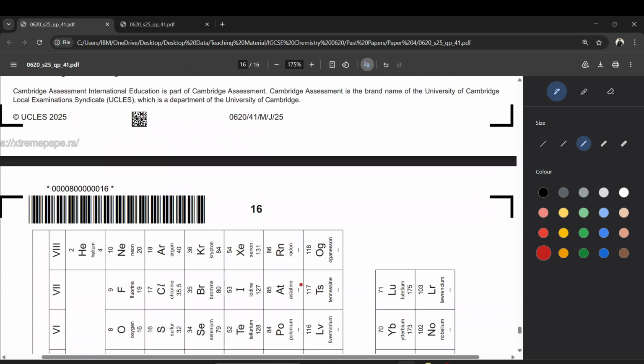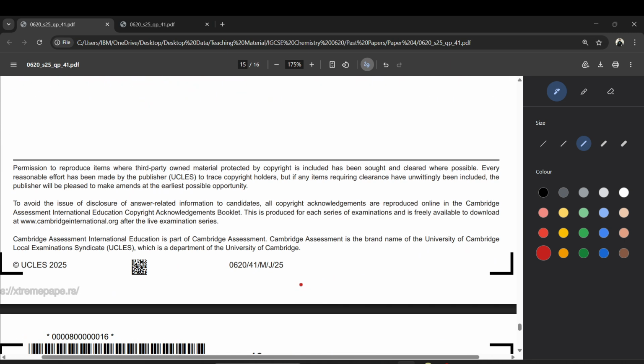So that is the end of this exam paper. I hope that all the questions were clear to you and you understood every single detail. Make sure that you try this question by yourself as well, if you haven't done that already.